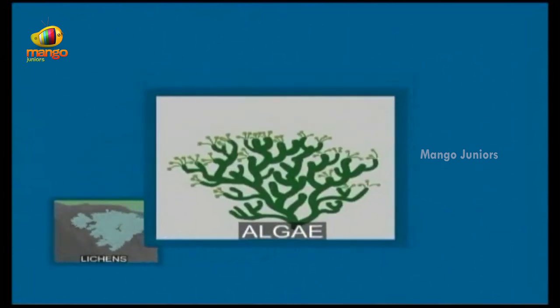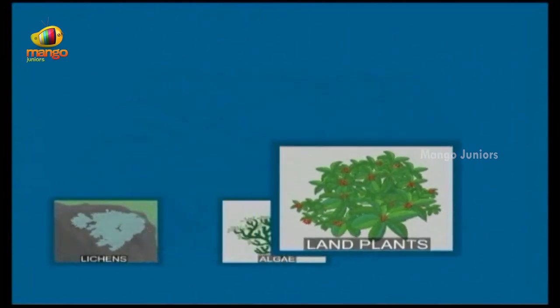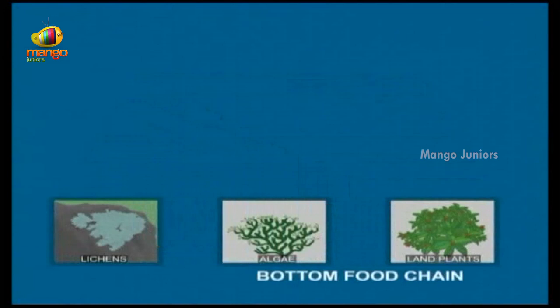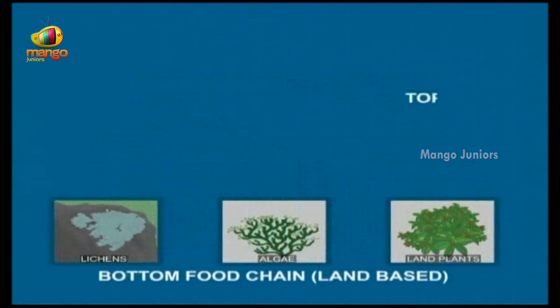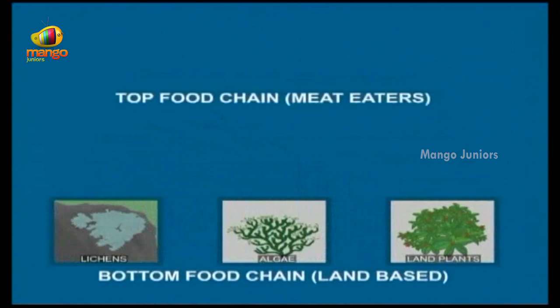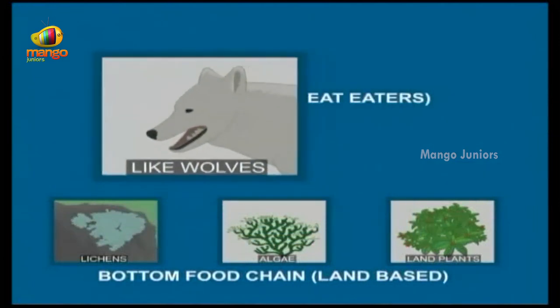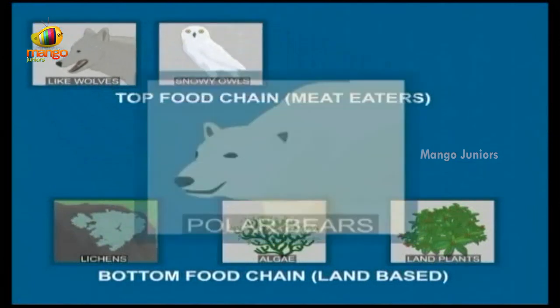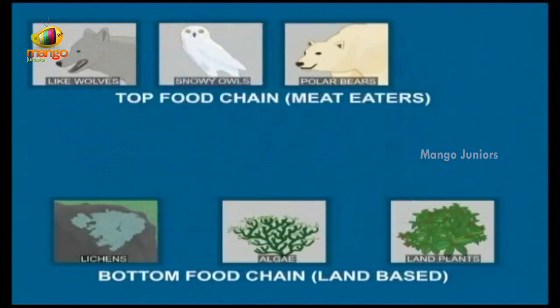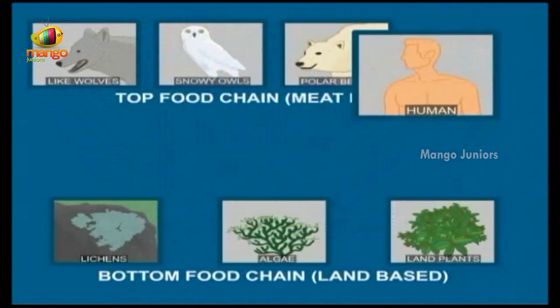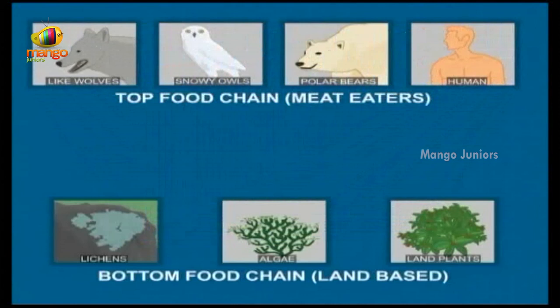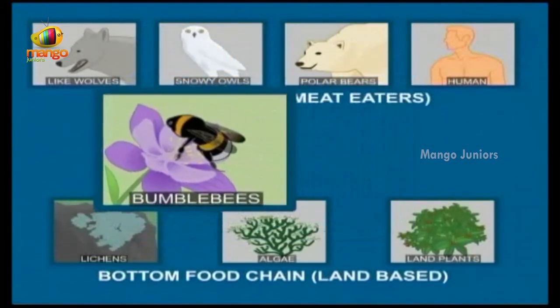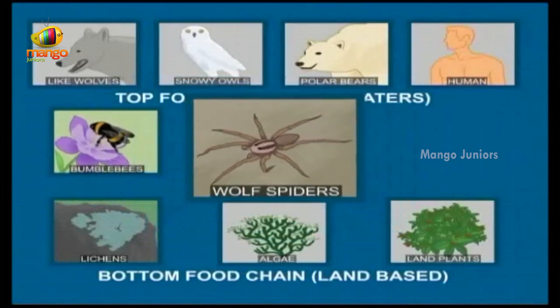Lichens, algae, and land plants form the bottom of the land-based food chain. At the top of this food chain are the meat eaters like wolves, snowy owls, polar bears, and humans. In between these two comes every other living organism, from bumblebees and wolf spiders to reindeer.